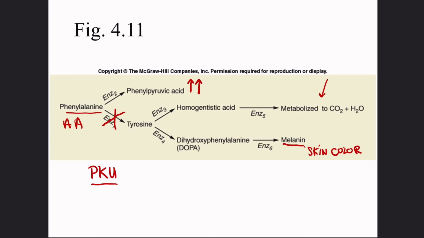And so individuals who have this defective enzyme 1, the way to treat it is to decrease the amount of phenylalanine in the body. And so they have to go on a really low protein diet. That's the only way that they can treat this, and they are unable to complete these pathways.